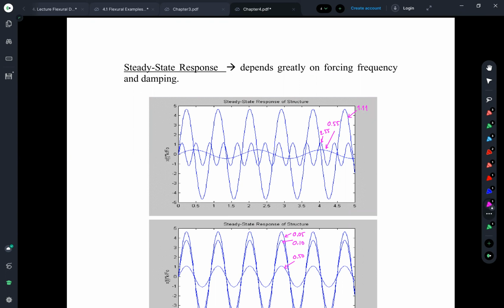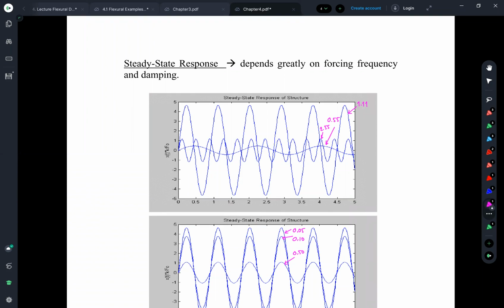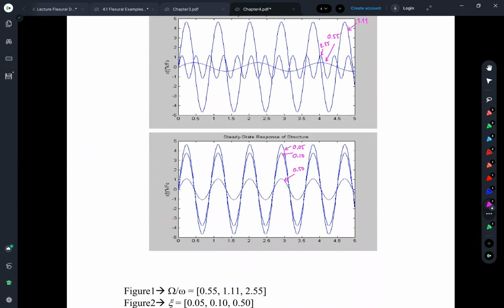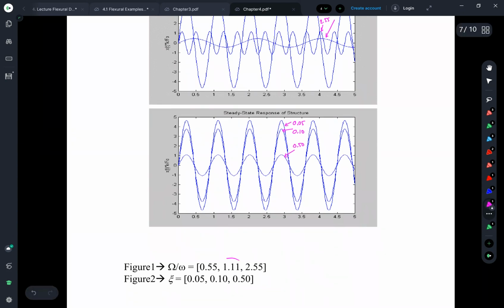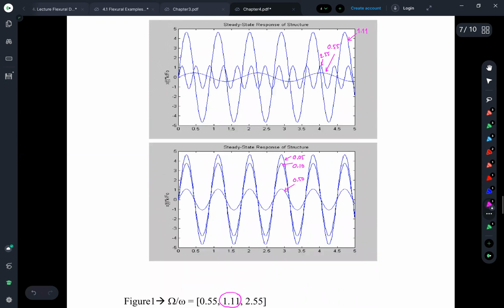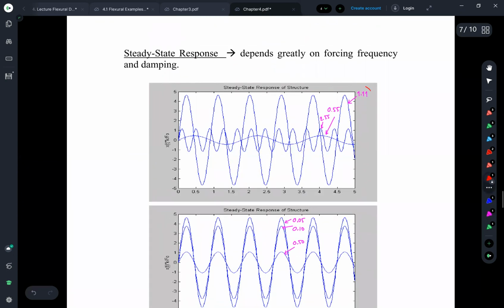Look at this part. You can see the forcing frequency ratio equal to 1.1. There's a term already on the figure below. If the forcing frequency is close to 1, here you see 1.1, this is the case. The response is very high, very large, compared with the frequency ratios of 0.55 and 2.55.